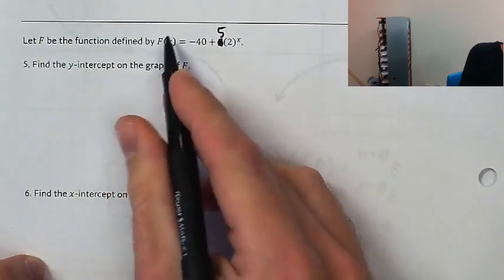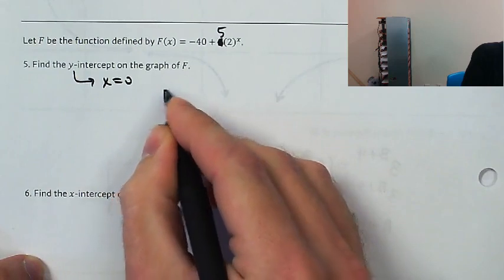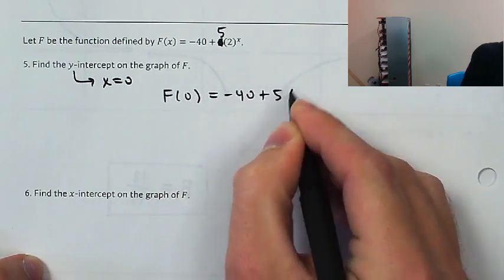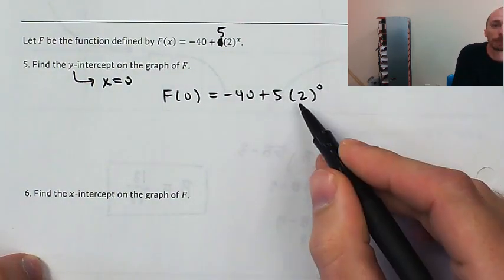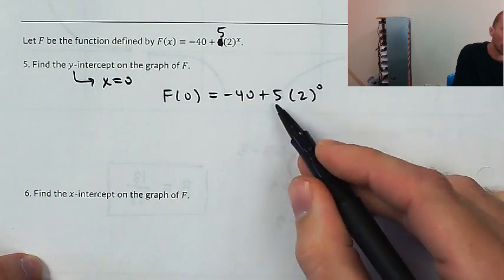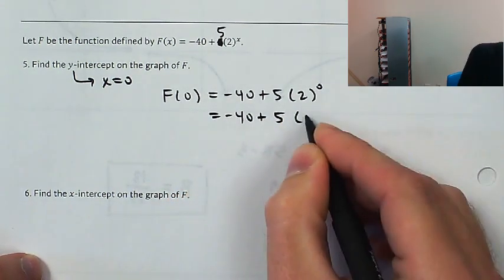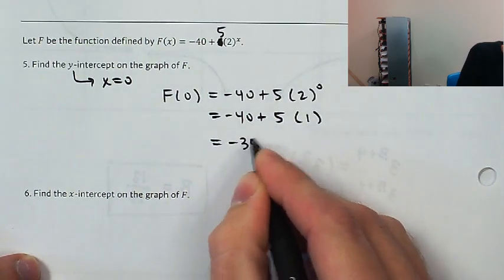Okay, find the y-intercept on the graph of f. The y-intercept is where x is equal to 0. f of 0 is negative 40 plus 5 times 2 to the 0. Again, exponents before multiplication, PEMDAS. Deal with the exponent first: 2 to the 0 is 1. And then negative 40 plus 5 is negative 35.